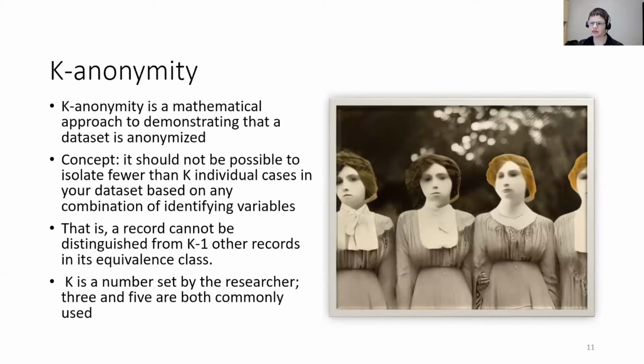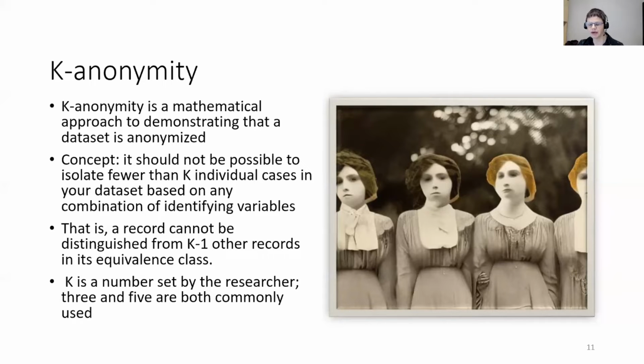K-anonymity is a mathematical approach to demonstrating that a data set's been anonymized. It was first proposed by computer scientists in 1998 and has formed the basis of formal data anonymization efforts ever since. Concept. It should not be possible to isolate fewer than K individual cases in your dataset based on any combination of potentially identifying variables. That is, a record cannot be distinguished from K-1 other records in its equivalence class.